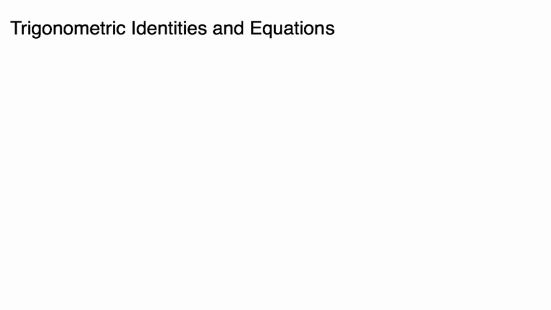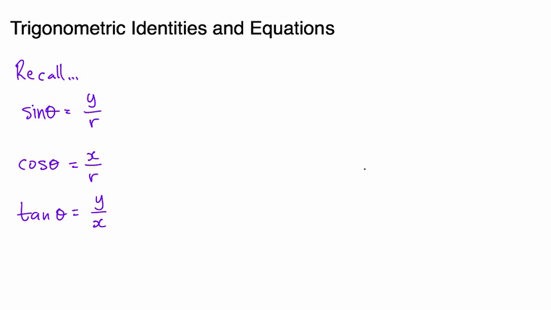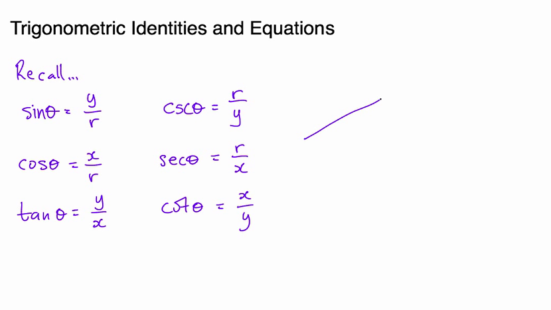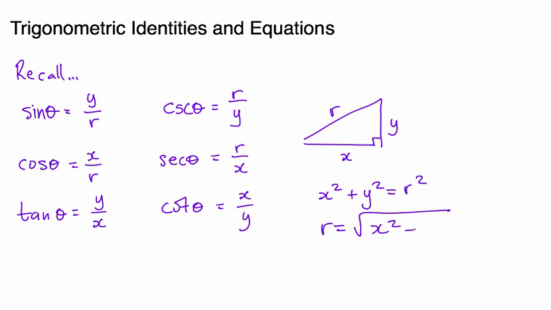Trigonometric identities and equations. So we've already seen some definitions about the 6 trig ratios, so let's just recall those. For instance, sine theta is y over r, cos theta is x over r, and tan theta is y over r, and we've got the reciprocals to those. In addition, we've got a circle of radius r and points x and y, so we've got a Pythagorean formula here that would look like x squared plus y squared would be r squared, or r would be the square root of the sum of the opposite two sides.